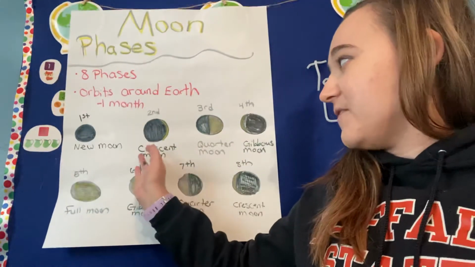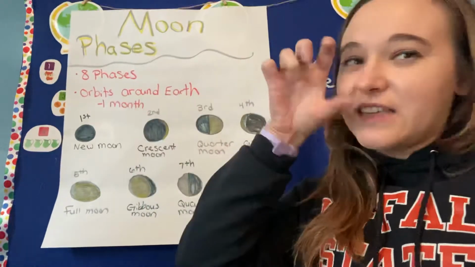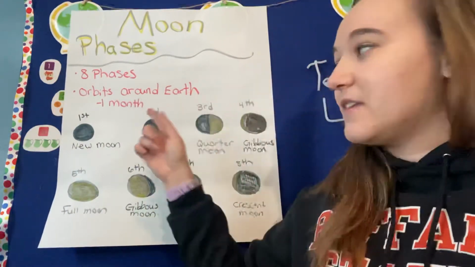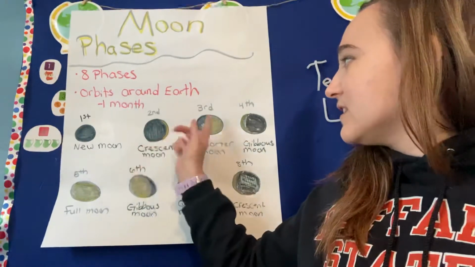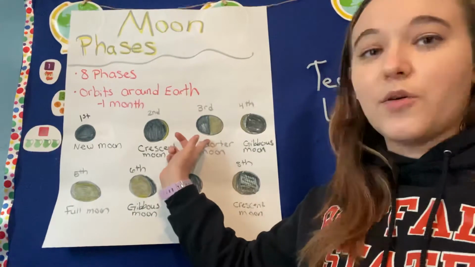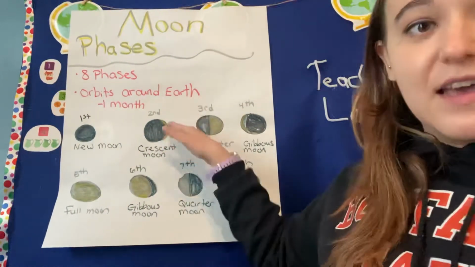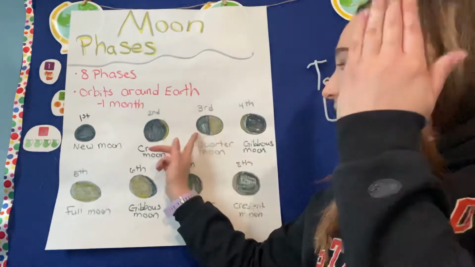And then our second phase is the crescent moon. You can see a little sliver of the moon. Sometimes when you look up and you think, oh, there's a little tiny bit of the moon, that is called the crescent moon. And then it moves on to the third one, the quarter moon, which is when you see half of the moon. That is the quarter moon because the other half is hidden by the shadow of the Earth.